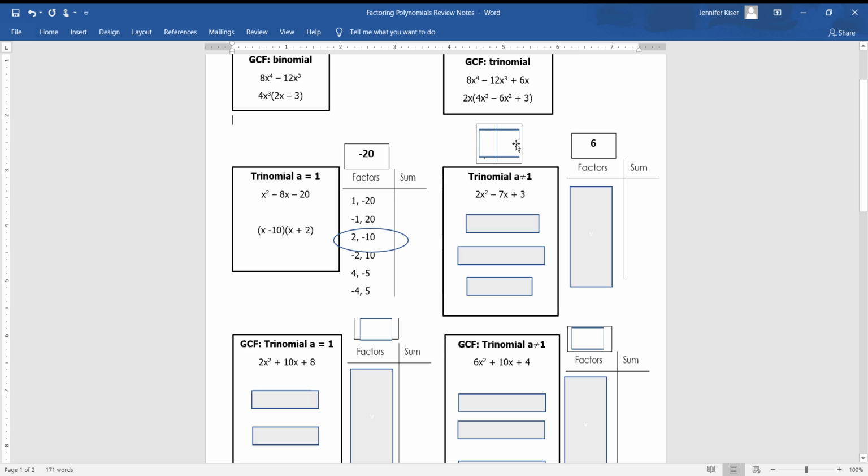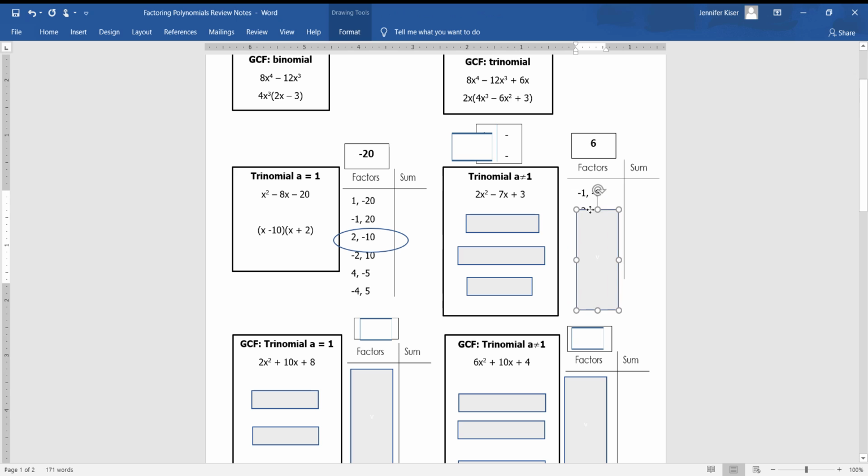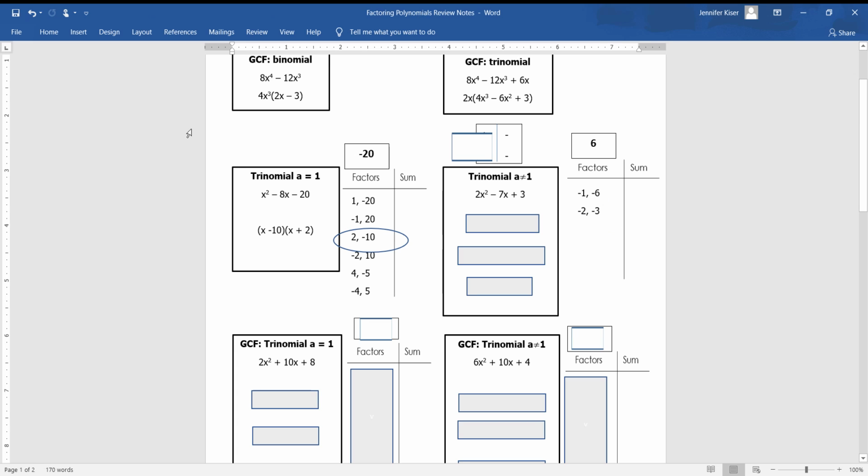And so, like some of the ones you've done before, 2 positives would multiply to give you a +6, or 2 negatives, but 2 positives wouldn't add to the -7 there, so you would have to have 2 negatives. And you can just make your list of factors of the 6, sorry. So you'll have -1 and -6, and then -2 and -3 are the only sets of factors there. So you can figure out which of those would add to the -7. So for the -7, it'll be -1 and -6.